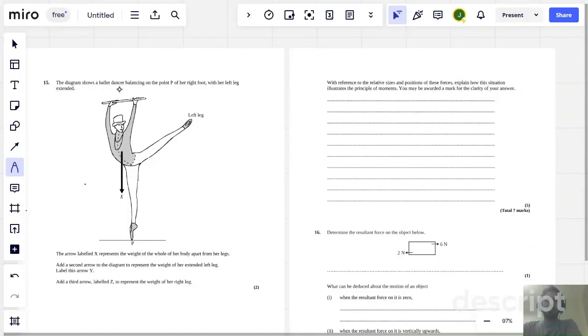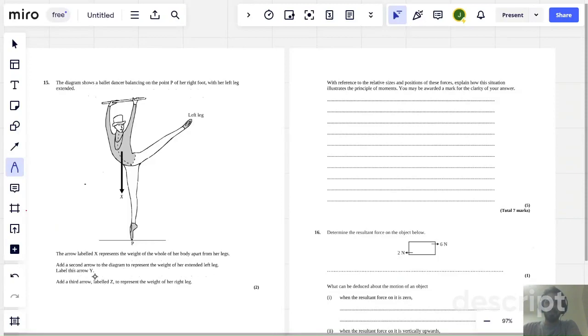The diagram shows a ballet dancer dancing on the point P of her right foot with her left leg extended. The arrow labeled X represents the weight of the whole of her body apart from her legs. Add a second vector to the diagram to represent the weight of her extended left leg.